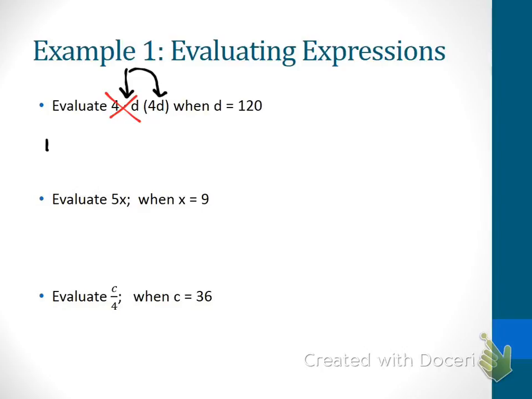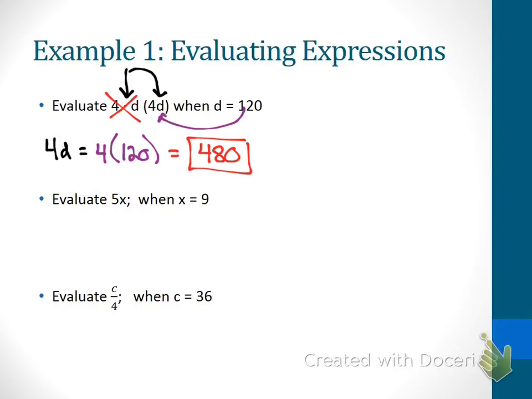So we've got 4d when d equals what? 120. So we're going to substitute the value for the variable. So 120, we plug in for d. So 4 times 120. And guys, I want you to use parentheses when you're multiplying numbers. If you're multiplying numbers, don't use an x, because that can be confused for a variable. Don't use a dot, because that can be confused for a decimal. Use parentheses. And 4 times 120 is what? 480.